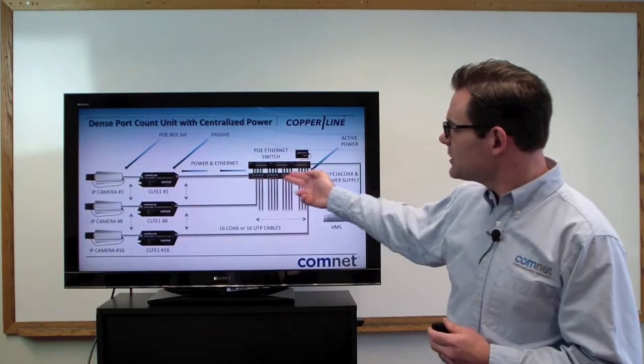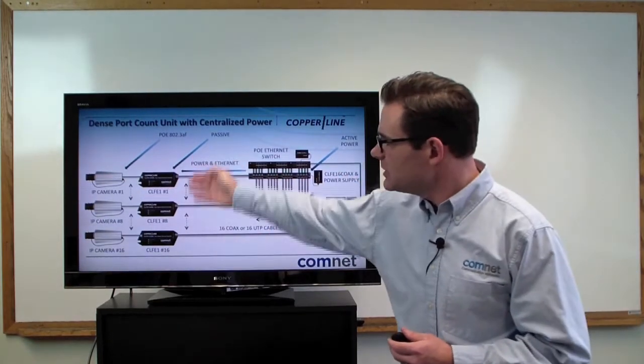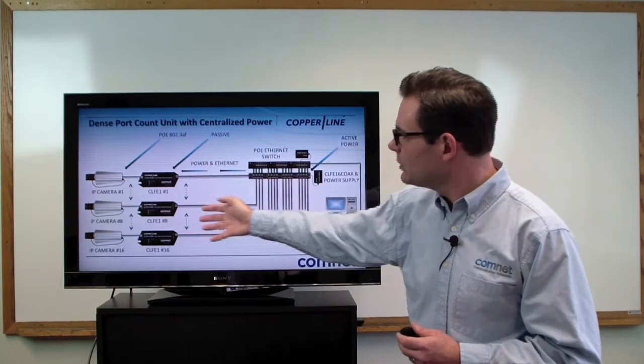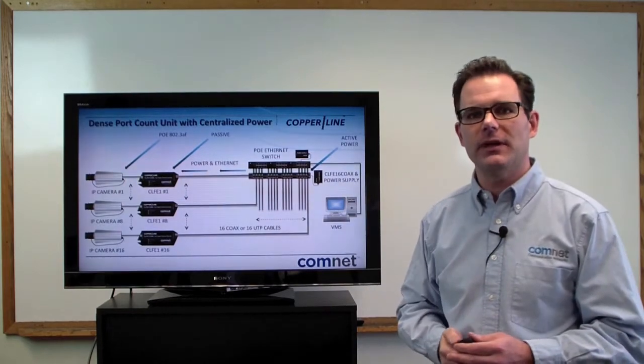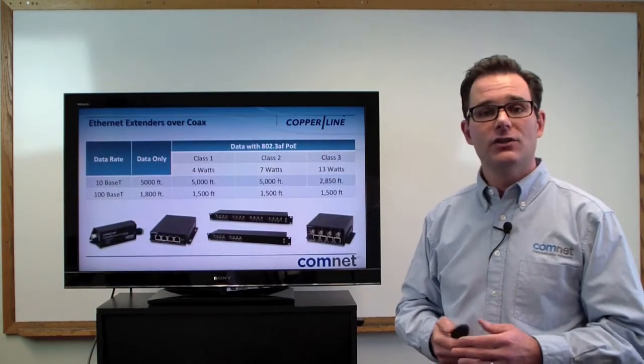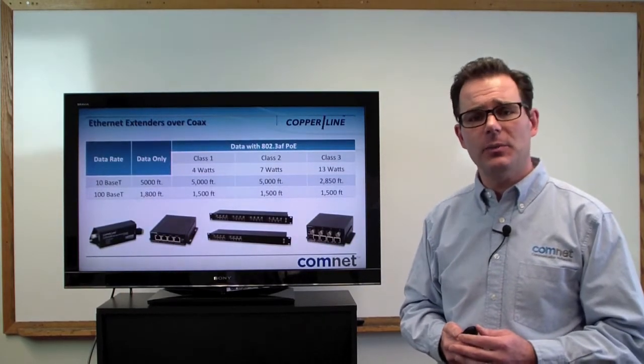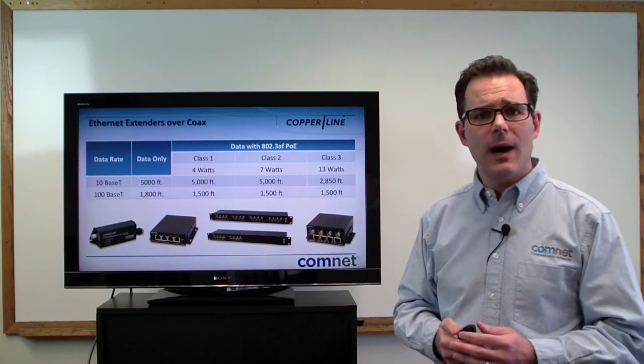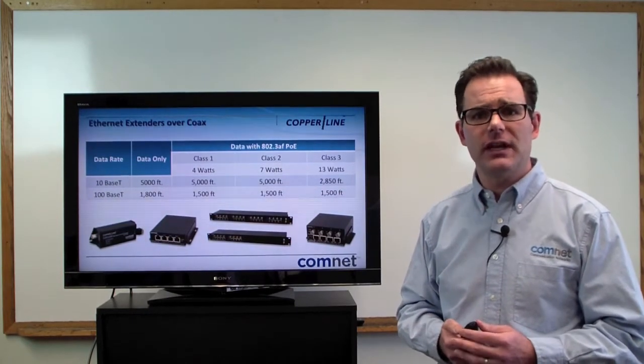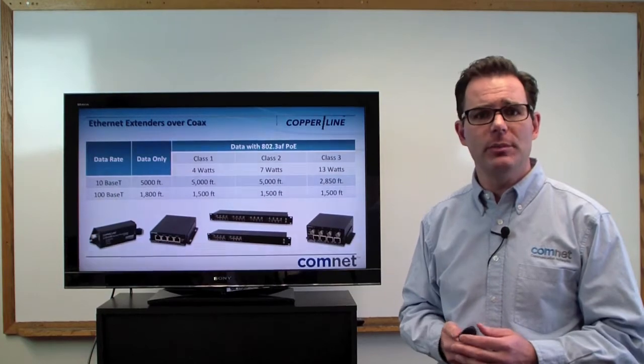So you can have up to 16 channel receivers and up to 16 channel mini units out in the field, all coming back to that centralized unit. So what are the full capabilities for distance and power for these units? Well, the CopperLine units come in two different versions. They come in a coaxial version and a UTP version.